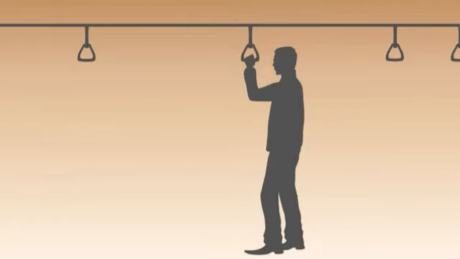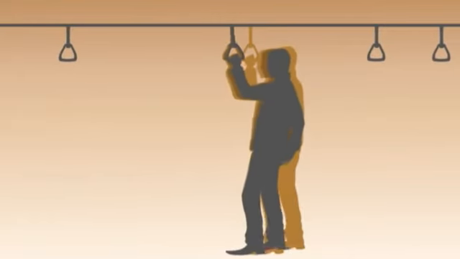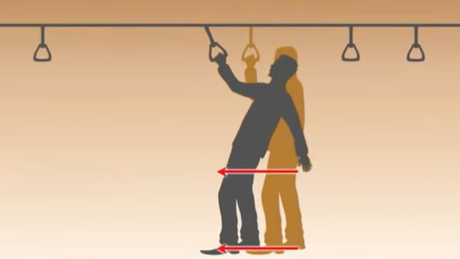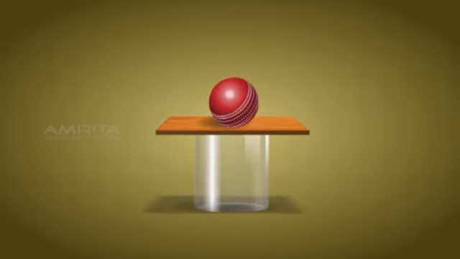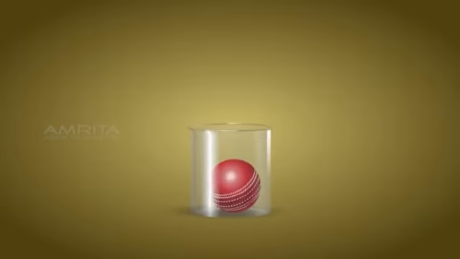When the bus starts all of a sudden, the lower part of the body is in contact with the vehicle that started moving, whereas the upper part of the body continues to be at rest because of the inertia of rest. Inertia of rest is the tendency of a body to resist any change in its state of rest.